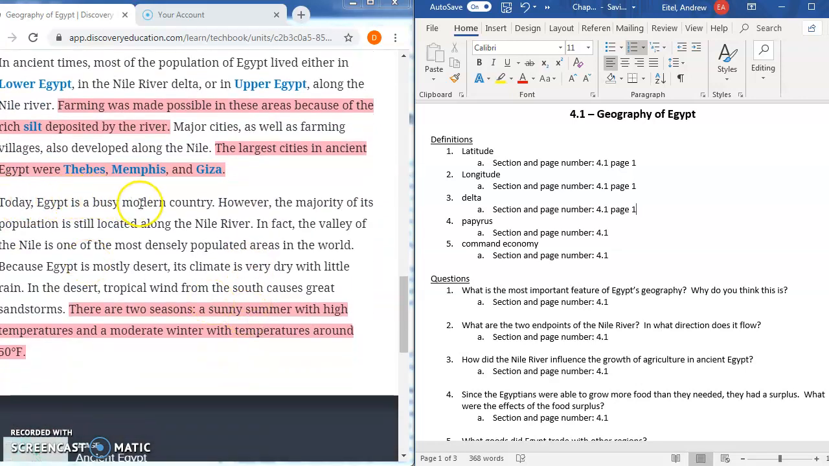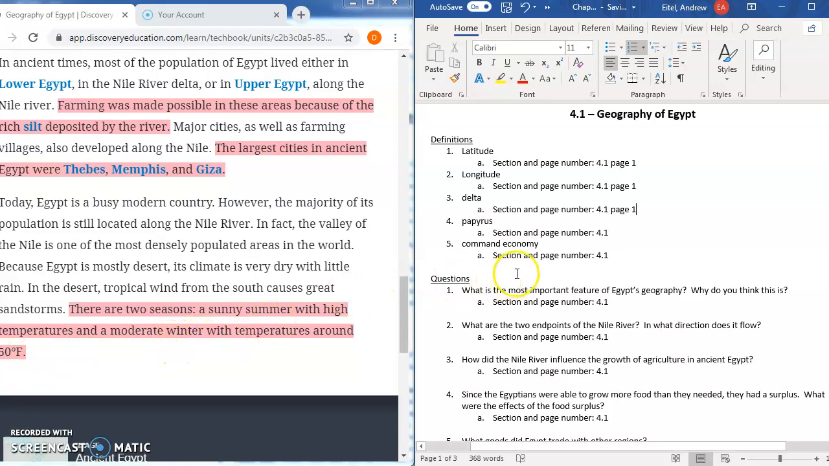Today, Egypt is a busy modern country. However, the majority of its population is still located along the Nile River. In fact, the valley of the Nile is one of the most densely populated areas in the world. Because Egypt is mostly desert, its climate is very dry with a little rain. In the desert, tropical wind from the south causes great sandstorms. There are two seasons, a sunny summer with high temperatures and a moderate winter with temperatures around 50 degrees.